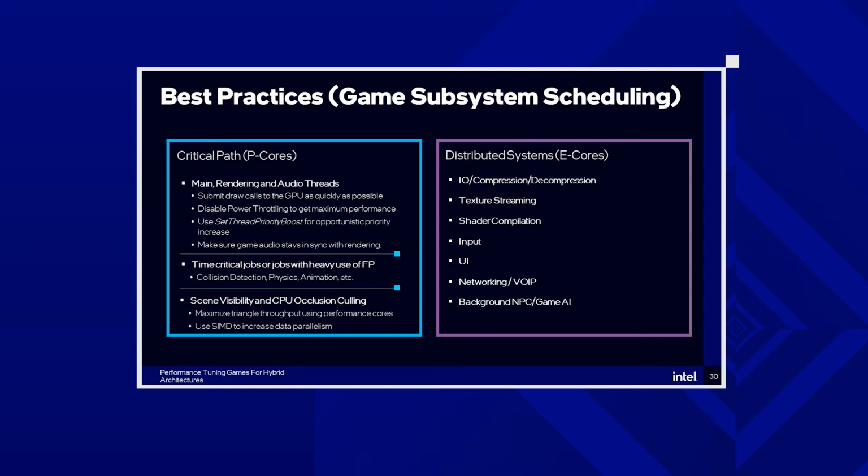Some of the systems we think are particularly well suited to E cores include input-output, compression and decompression, integer workloads, texture streaming, shader compilation, input, UI, networking, VoIP, and background NPC or game AI. We think these are all good systems for E cores.